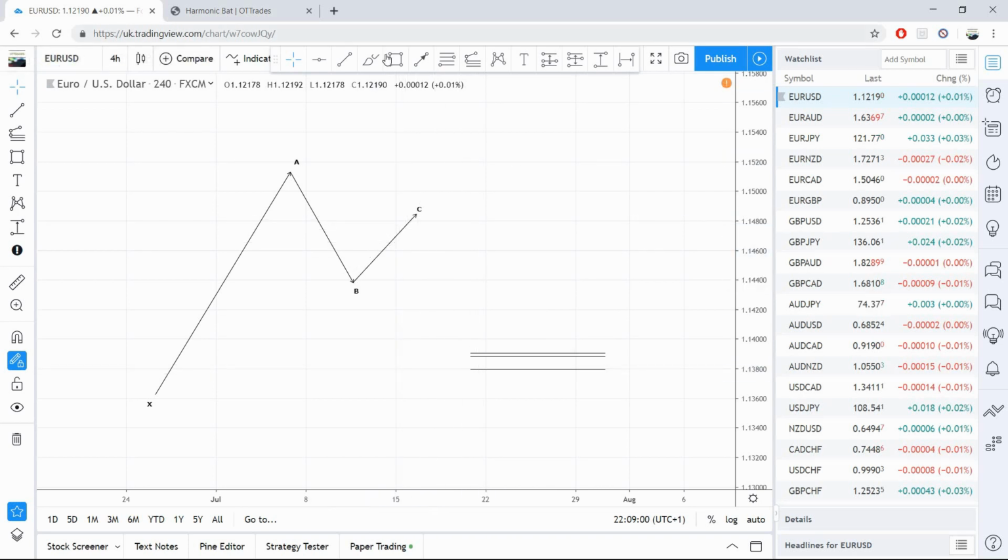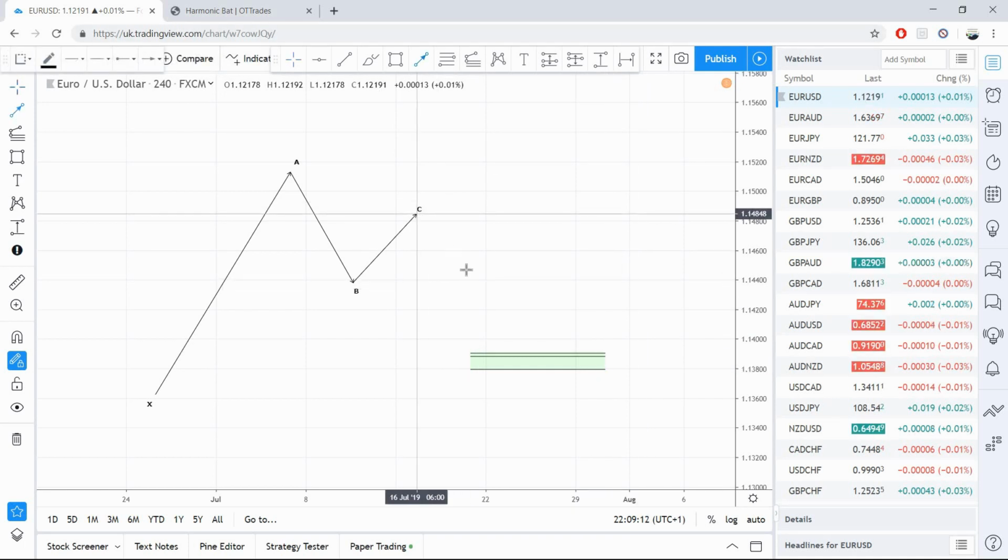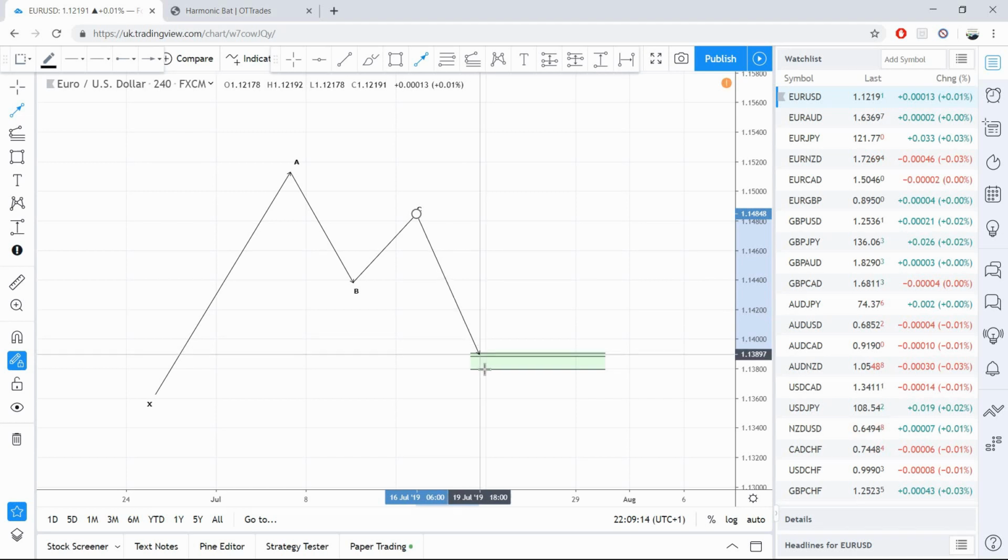So we've got our 3 points of the potential reversal zone, join them all up together. And this is our buy zone here then. So this is where we're looking at the pattern completion point and we're looking to buy the market. We're looking for a reversal to occur at this point.